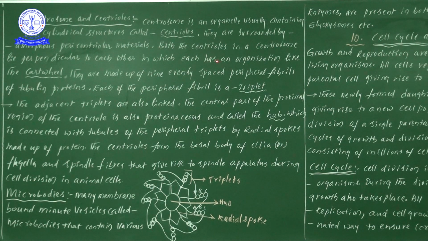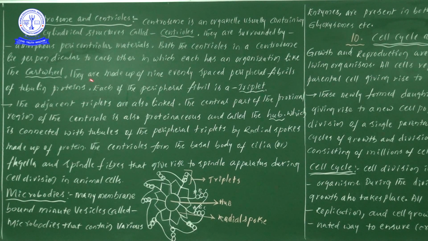Each has an organization like a cartwheel. So if you take one particular structure, you are observing one diagram here. This diagram you could not find even in our textbook; it is apart from the textbook. Each and every centriole structure is like a cartwheel.